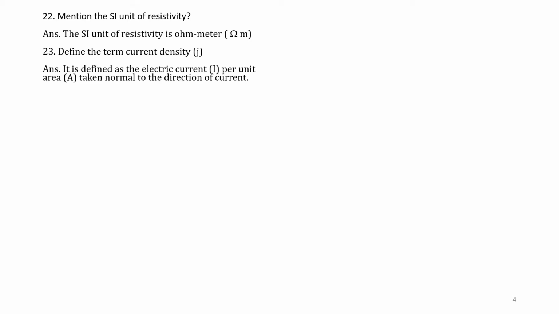Mention the SI unit of resistivity. The SI unit of resistivity is ohm meter. Question number 23. Define the term current density J. Answer. Current density J is defined as the electric current per unit area, I by A, taken normal to the direction of current. That is, J is equal to I by A, the current flowing normal to the area.